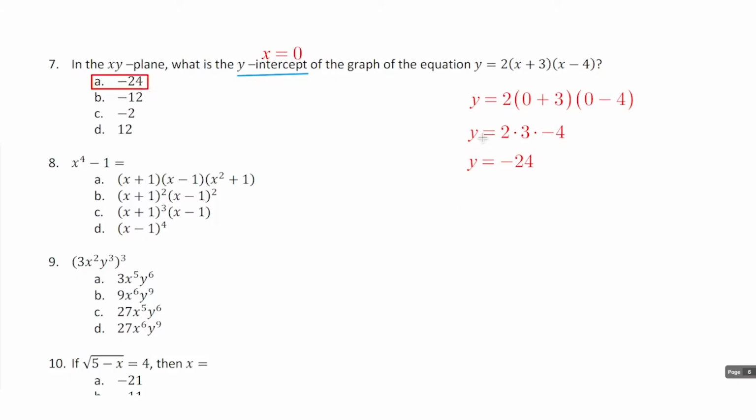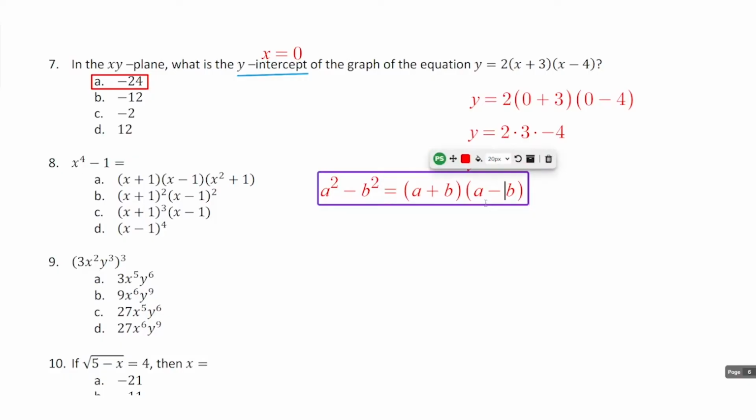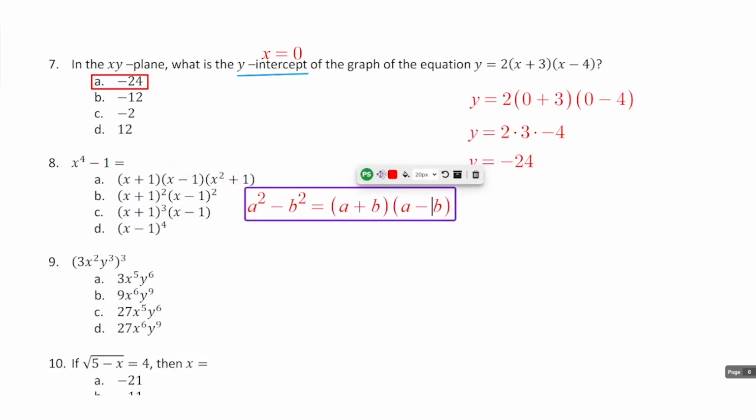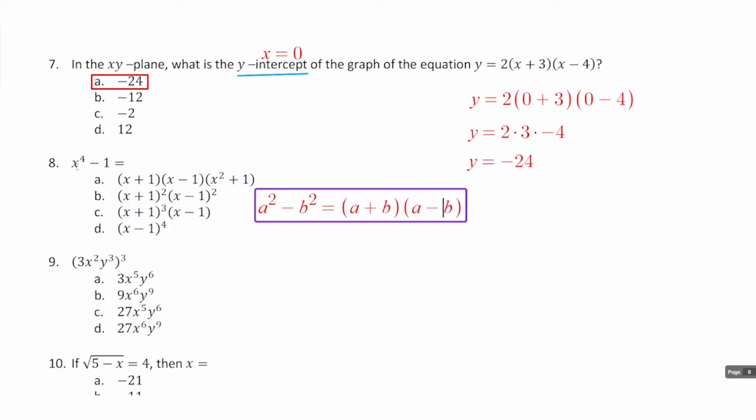Number 8 says x to the 4th minus 1. And this is a difference of two squares. So the difference of two squares factoring technique says that if you've got a squared minus b squared, we can factor this as a plus b times a minus b. All right, this is called the difference of two squares. And so we have this kind of setup here for number 8, where a is x squared.